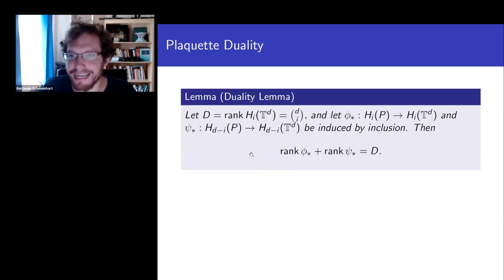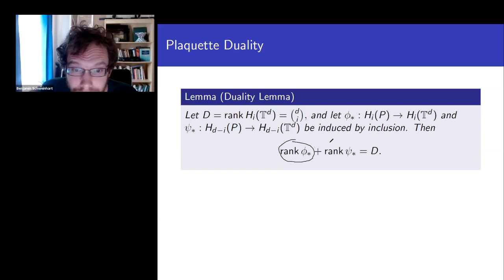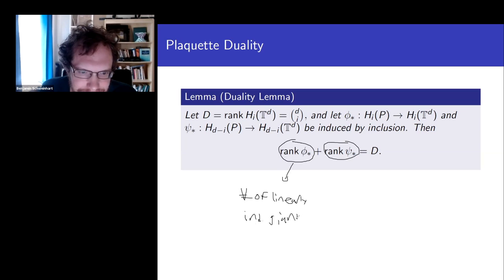And this is the statement here, that if we consider, so here, because this may be new notation to a lot of you, let me actually attach English words to some of these. So this is the number of linearly independent giant cycles in P. And this is i-dimensional.